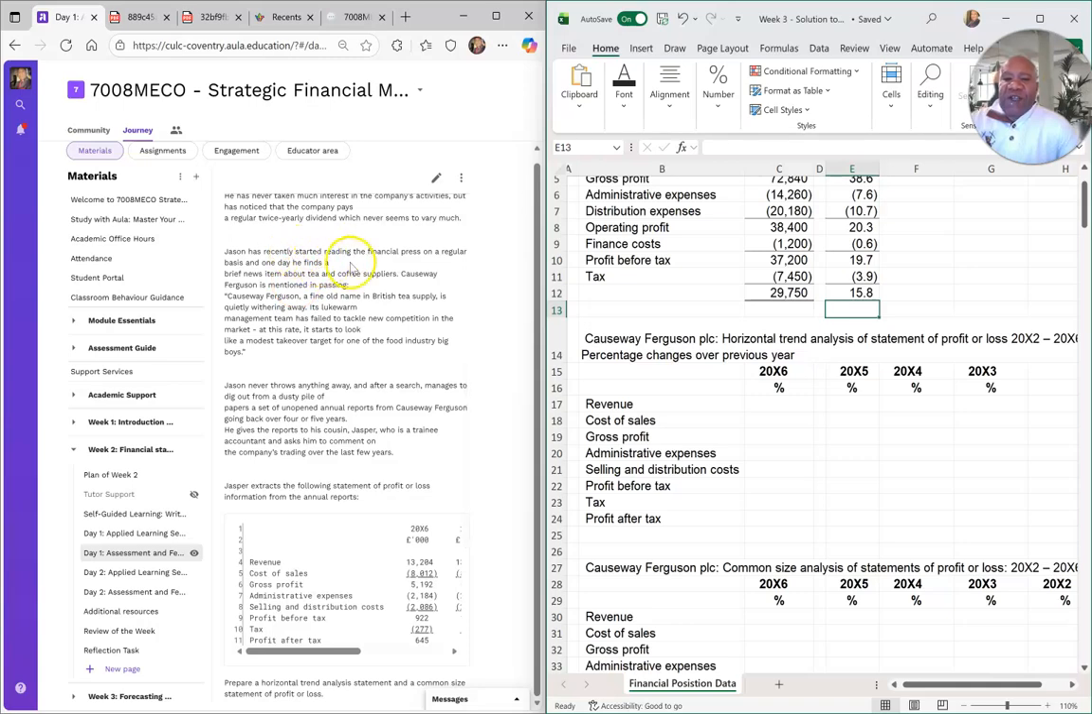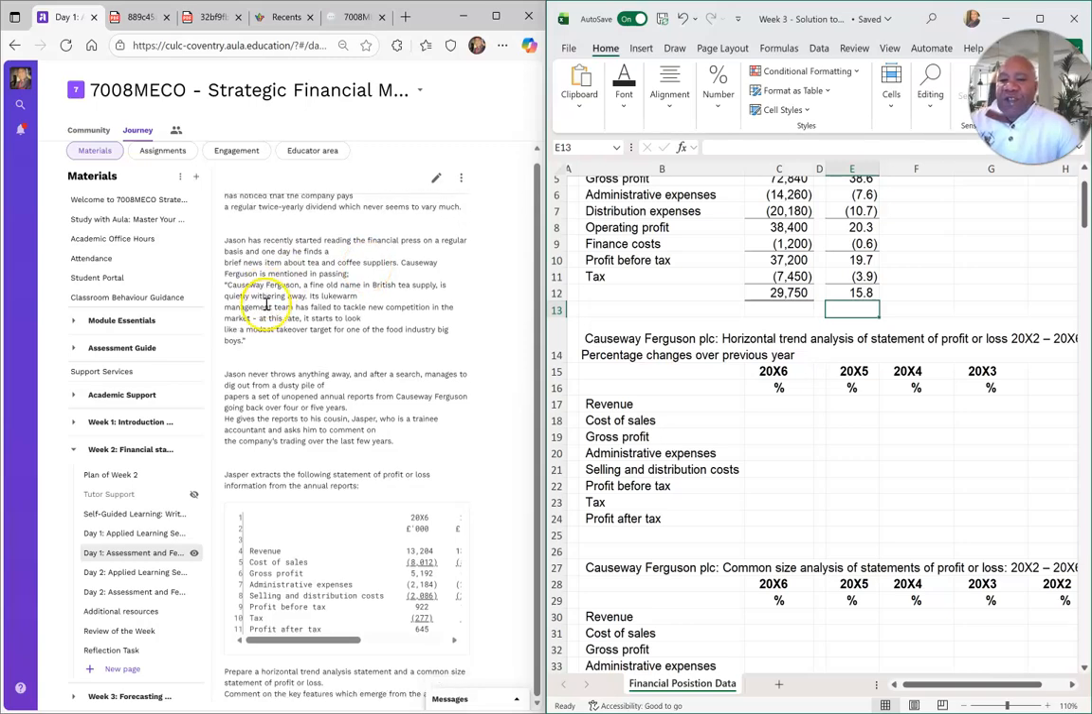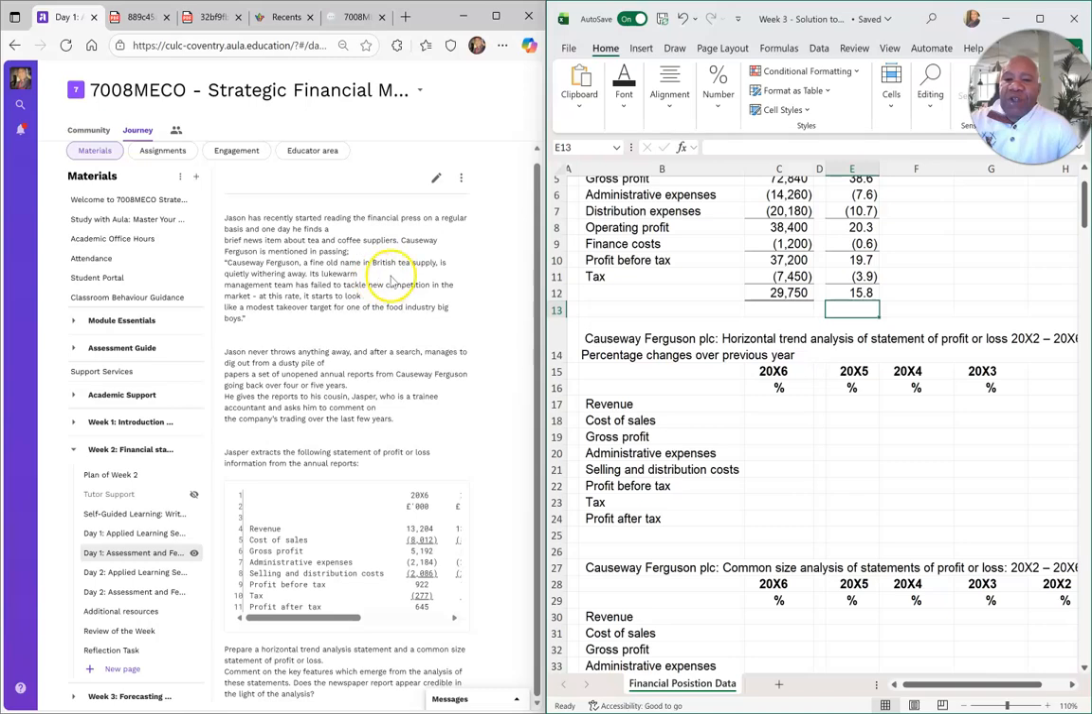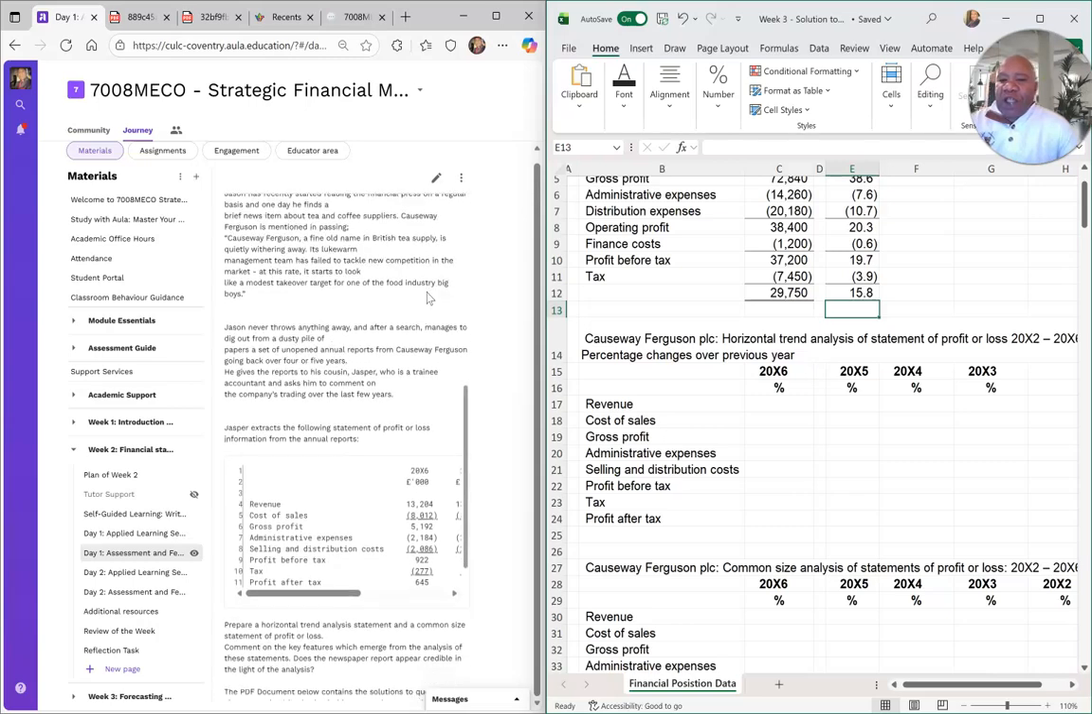Jason has recently started reading the financial press on a regular basis, and one day he finds a brief news item about tea and coffee supplies. Causeway Ferguson is mentioned in passing. And in quotes it says, "Causeway Ferguson, a fine old name in British tea supply, is quietly withering away. Its lukewarm management team has failed to tackle new competition in the market. At this rate, it starts to look like a modest takeover target for one of the food industry big boys."